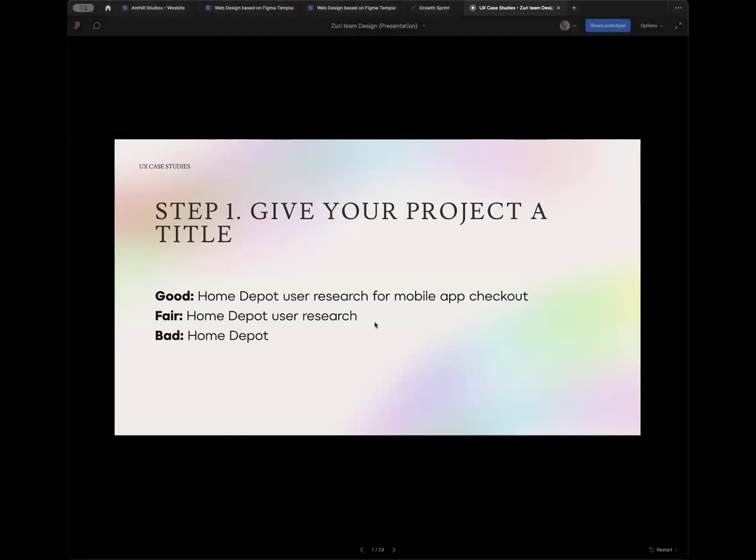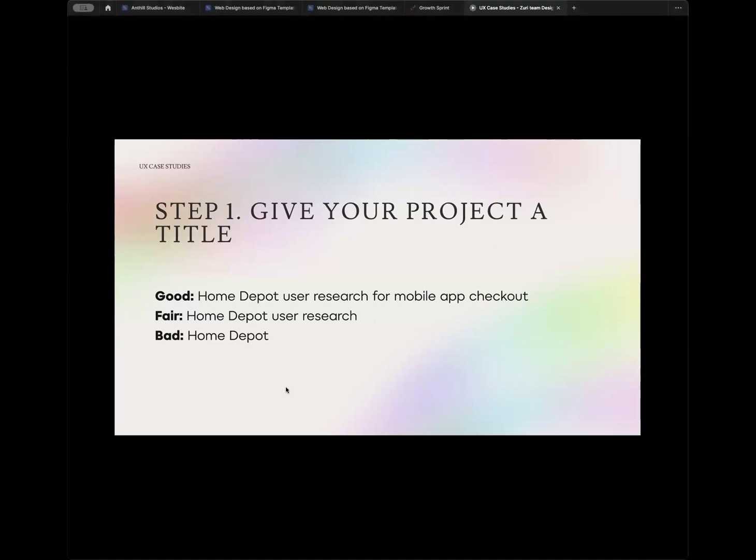So imagine someone coming to write Home Depot user research, or fintech app user research. That's still fair. It's still fair, but it's not great.